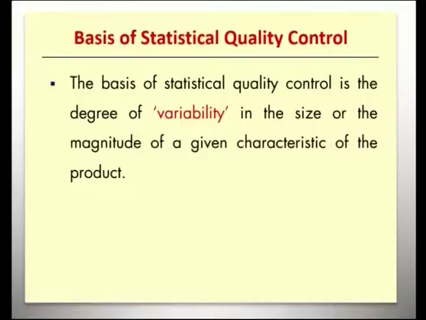What is the purpose of statistical quality control? That is, what is the basis of statistical quality control? Why the word SQC has come up, that has to be studied. That is, the basis of statistical quality control is the degree of variability in the size or the magnitude of a given characteristic of the product.